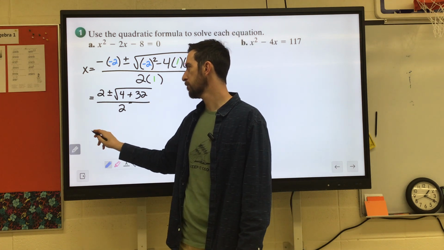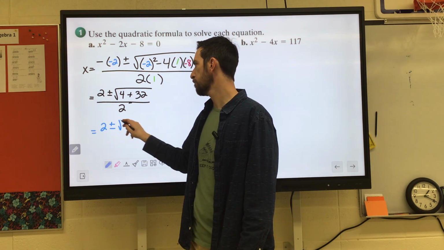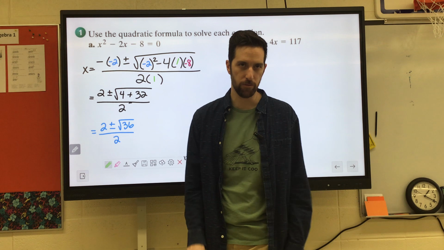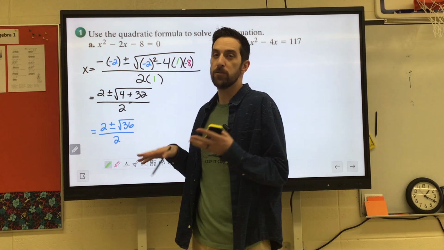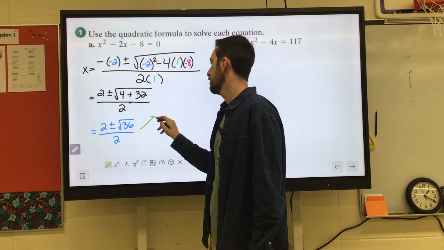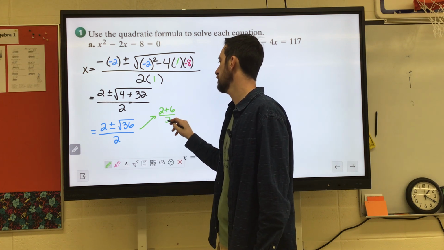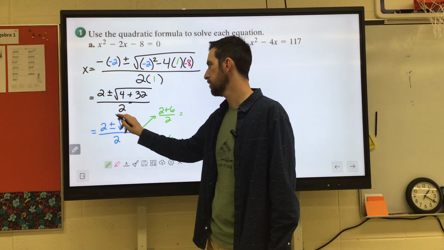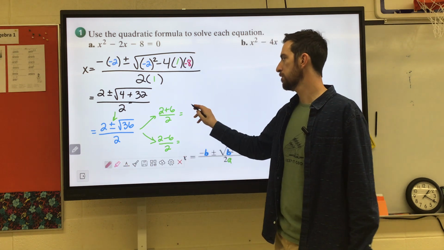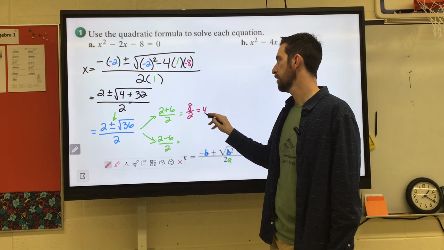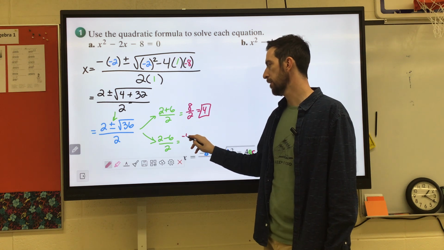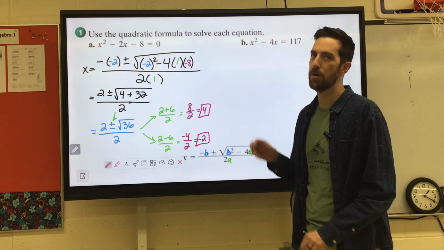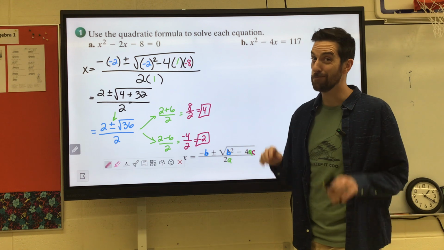We're still working in that square root. 2 plus or minus the square root of 4 plus 32, which is 36, over 2. Now, what is the square root of 36? It's 6, right? So here's where we're just going to go ahead and set up our two equations. 2 plus 6 over 2 and 2 minus 6 over 2. And again, that comes from the plus minus right there. So 2 plus 6 is 8. Divided by 2 is 4. 2 minus 6 is -4. Divided by 2 is -2. Which again, this problem from the get-go was factorable, but not everything will be.